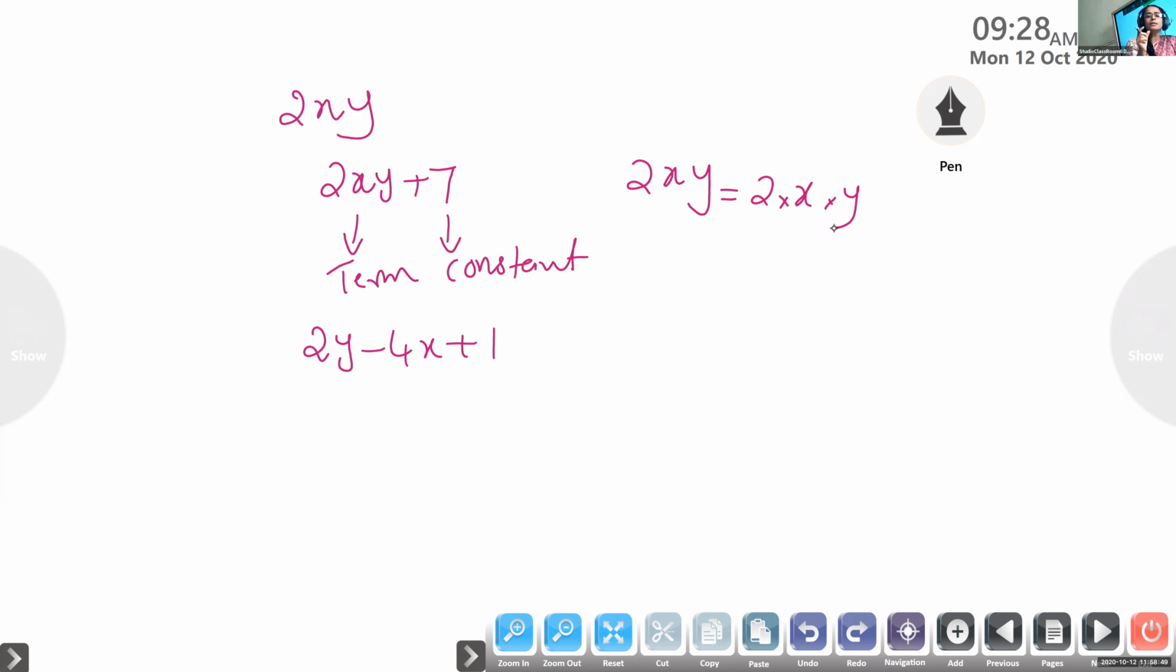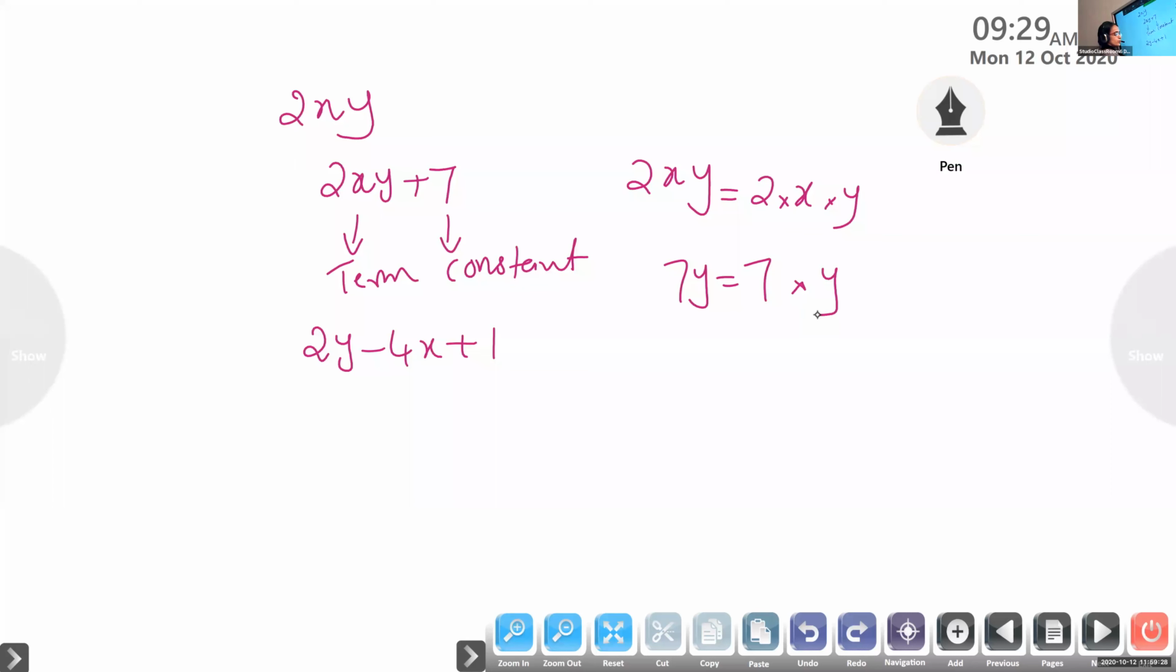So a term is a product of some variables and constants. Here in 2xy, 2 is a constant, x and y are variables. So a term is a product of constants and variables. Take 7y: it is actually 7 into y. So 7y is a term, and it is the product of 7 and y, a constant and a variable. Understood?